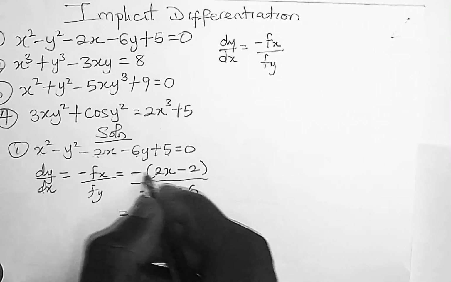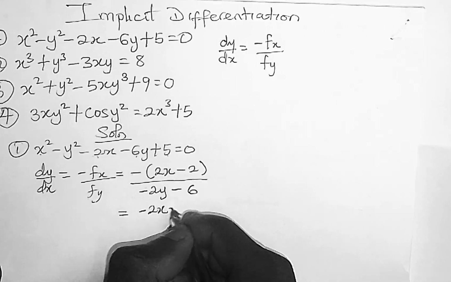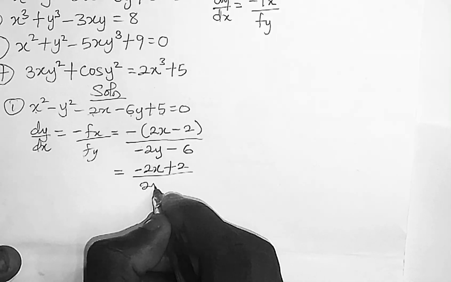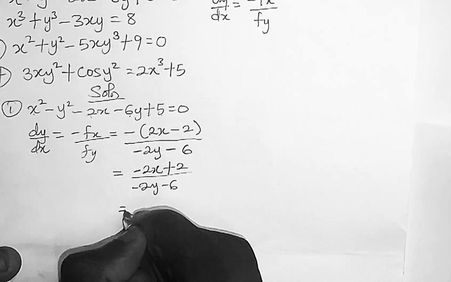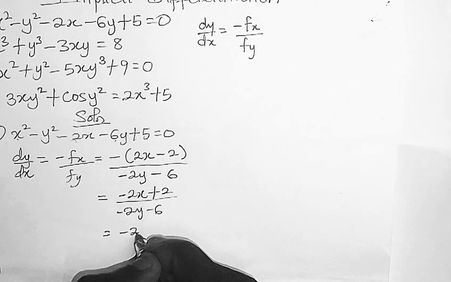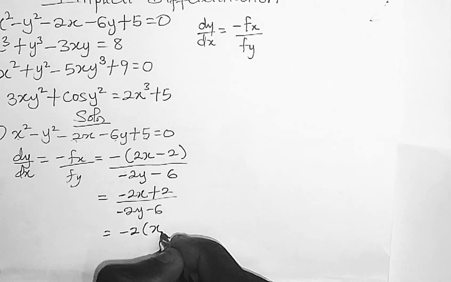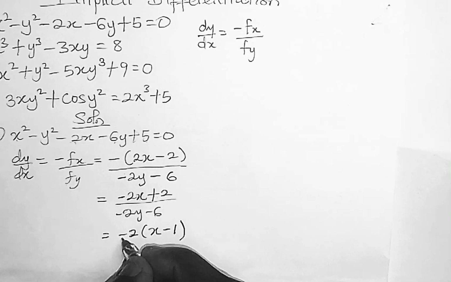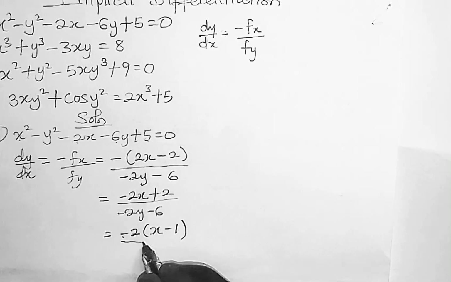Then open the bracket. Minus times minus, minus 2. Minus times plus, minus 2x. Minus times minus, plus 2, over 2y minus 6. Something is common between them, let's say minus 2 is common between them. If minus 2 is common between them, what will I have here? I will have x. And what will I have here? I will have negative 1, because minus 2 times x will give me minus 2x. Minus 2 times minus 1 will give me plus 2. Are you seeing that now?